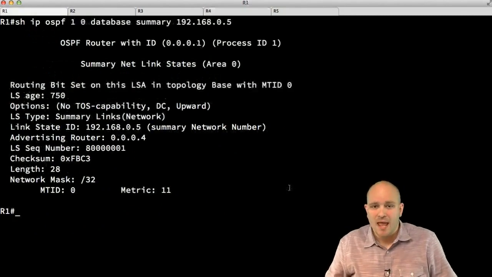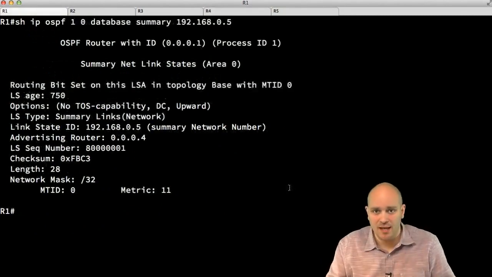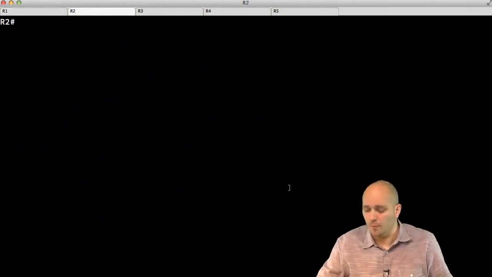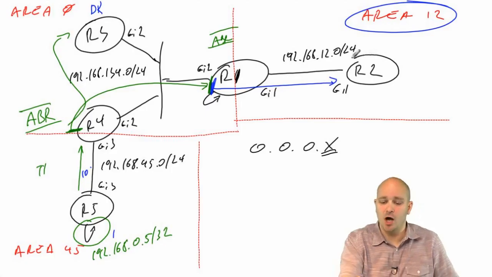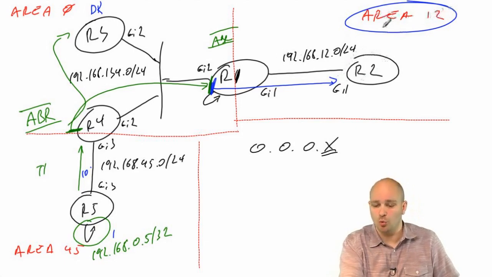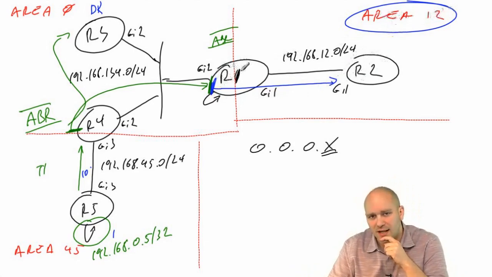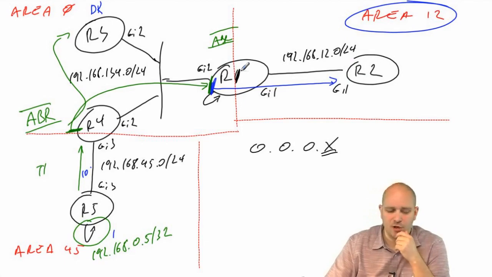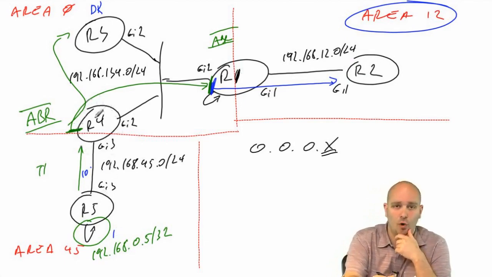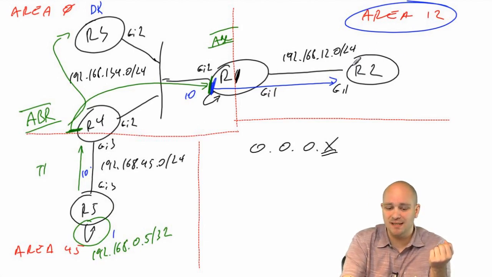injected by R4. But let's take a look at this same LSA now on R2. If we take a look at our network diagram, R2 is in area 12. So what we should be seeing here is the LSA coming from R1. But what is going to be the cost on this LSA? What do you think? Well, let's try to calculate. We know that R4 is advertising the cost of 11. So what is R1's cost to reach R4? Well, this link here also has cost 10. So what we should be seeing here is the cost of 21.